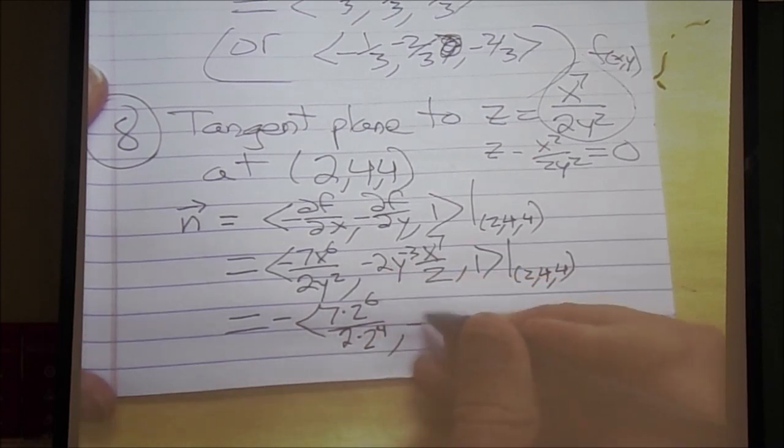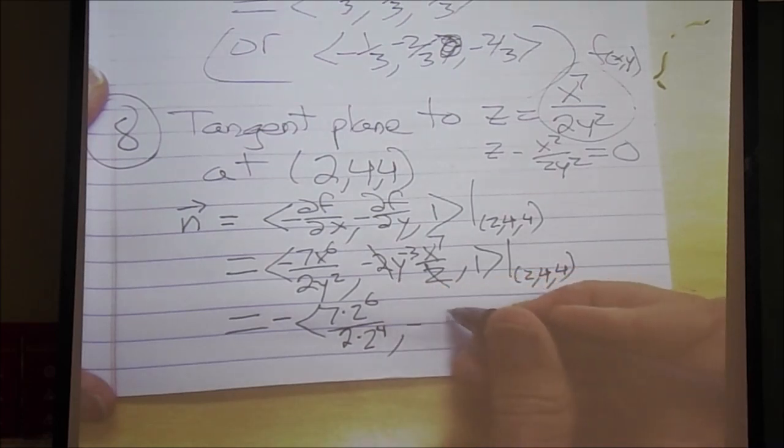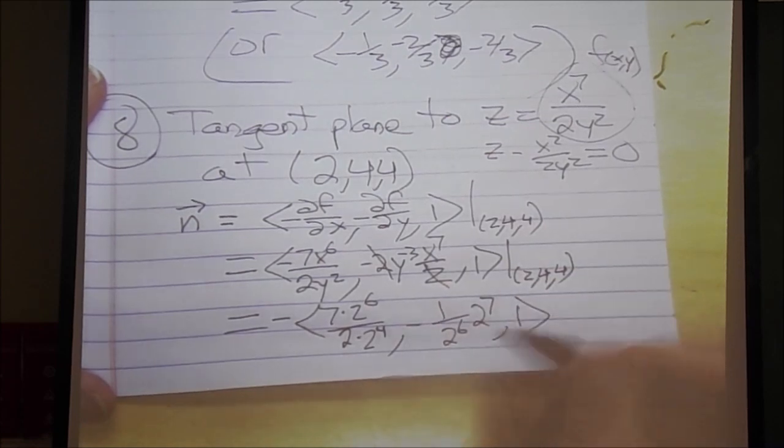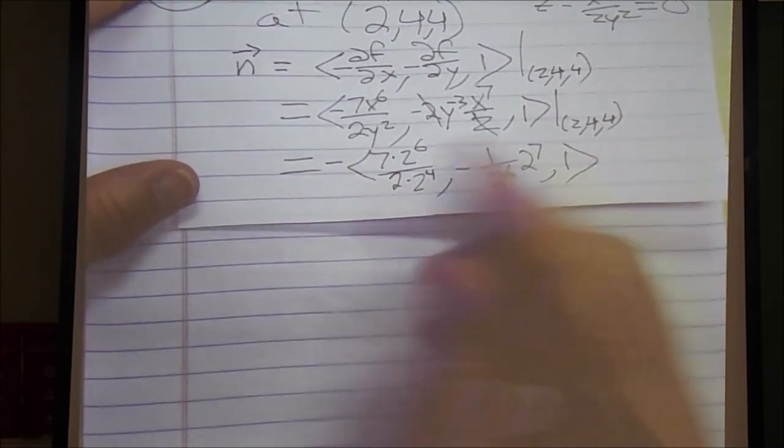And then minus 2, the 2 and the 1/2 cancel, so we get minus y to the minus 3 will be 1 over 4 cubed, or 1 over 2 to the 6th, and x to the 7th is 2 to the 7th, and then I have 1. So I've done a little bit of fast powers of 2 here.